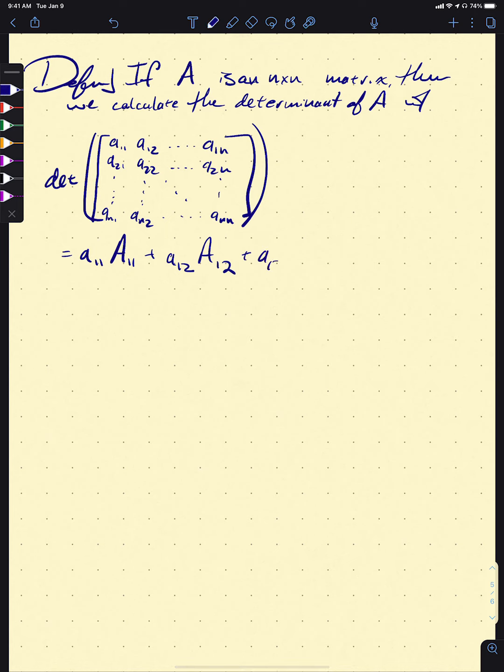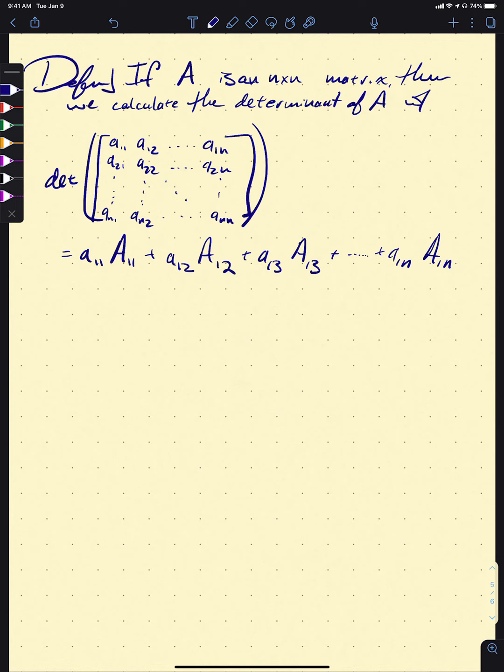And then we're going to do the same thing to a13 times its cofactor, all the way to a1n times big A1n, okay? So this is how you do it. You split it up into smaller determinants. When you're finding the determinant of a 3 by 3, as we'll see in a second, it's going to turn into the determinant of a bunch of 2 by 2s, because when you remove a row and a column from a 3 by 3, you get a 2 by 2.